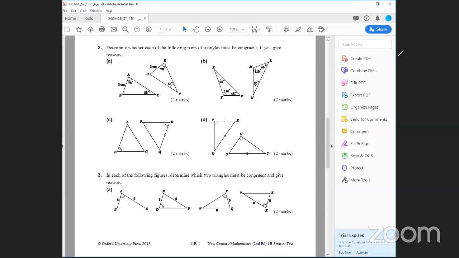There will be some cases that the two triangles are not congruent. Therefore, think carefully. For number 2, part A, part B, part C, part D, not all of them are having congruent triangles. If you think that they are not congruent or they may not be congruent, then you just answer no.